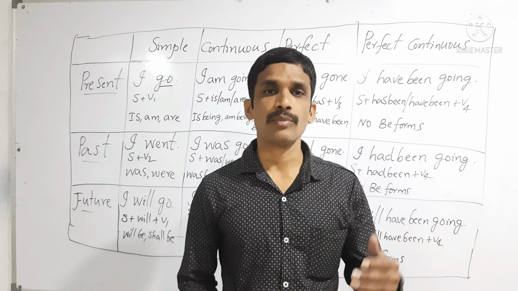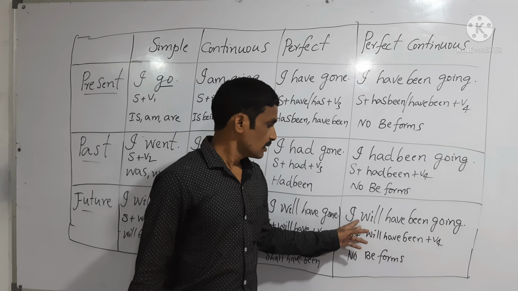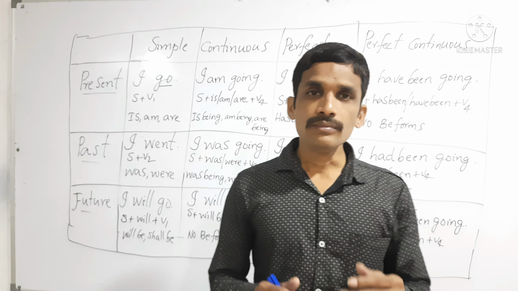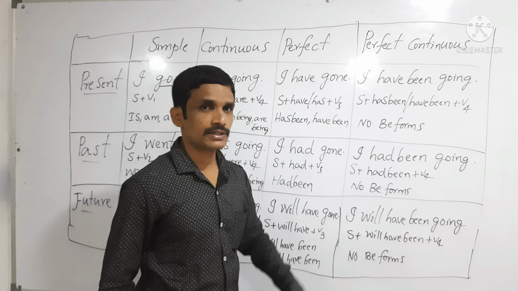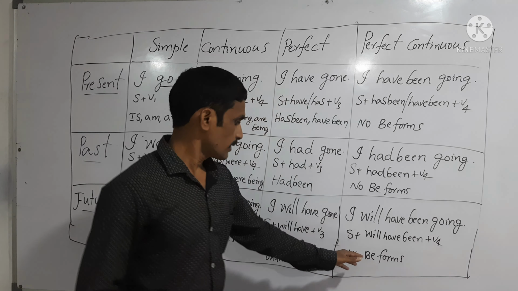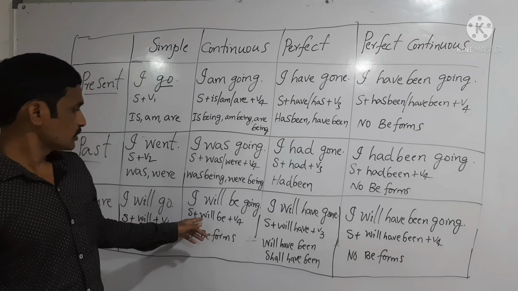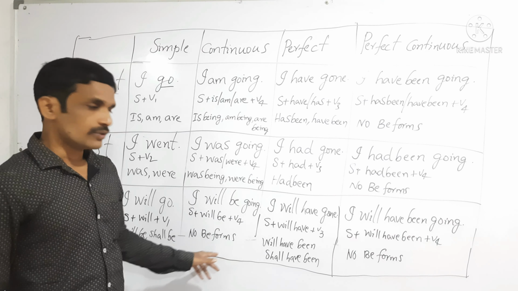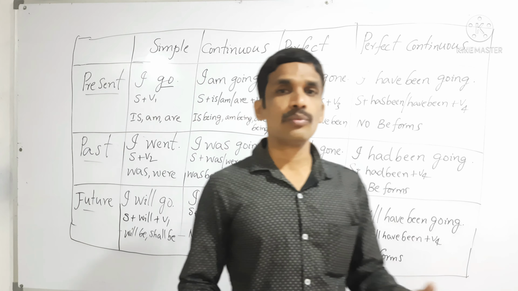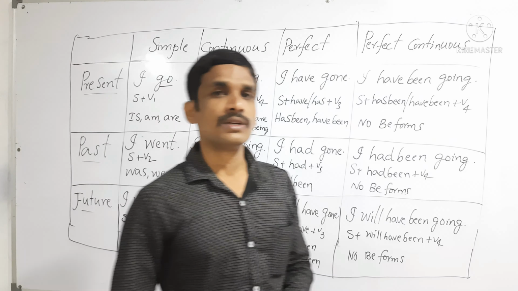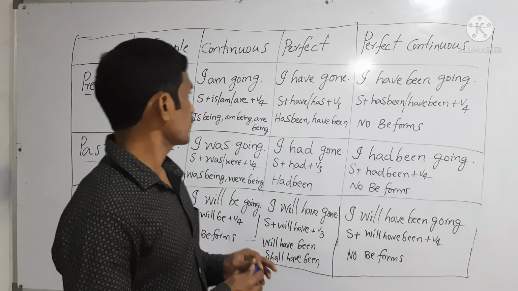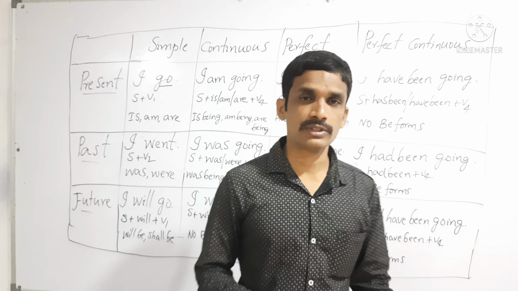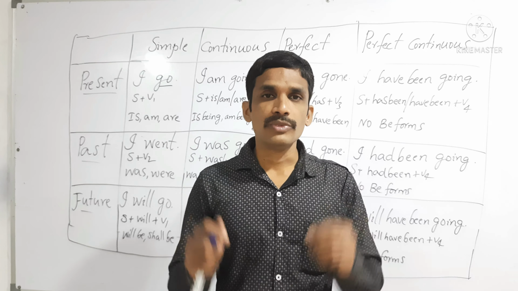Present perfect continuous tense and past perfect continuous tense, and in the same way future perfect continuous tense also have no B forms. So we cannot change these sentences into passive voice because they don't have B forms. And in the same way future continuous tense also has no B forms. So these four tenses have no B forms, so we cannot change these sentences into passive voice. Out of 12 tenses, 4 tenses have no B forms, so those 4 tenses we cannot change into passive voice. Only the remaining 8 tenses we can change into passive voice, because in the passive voice we must use the B forms.